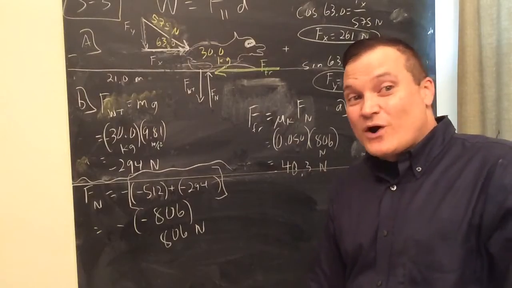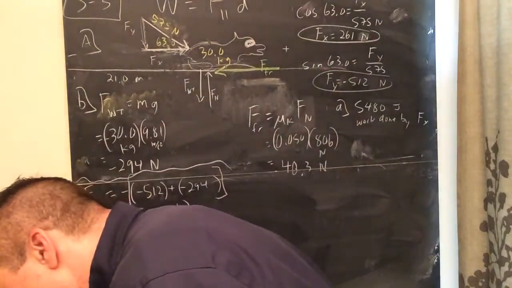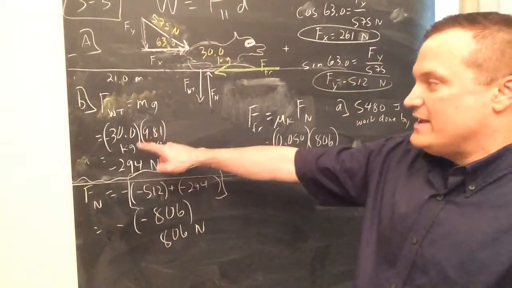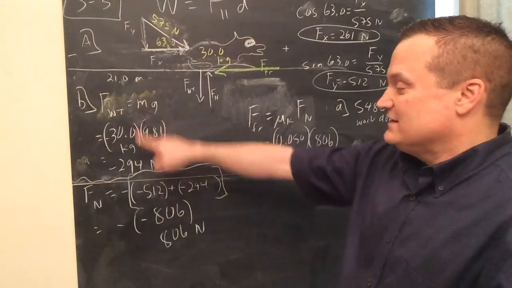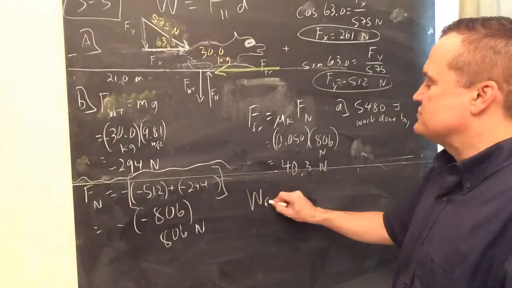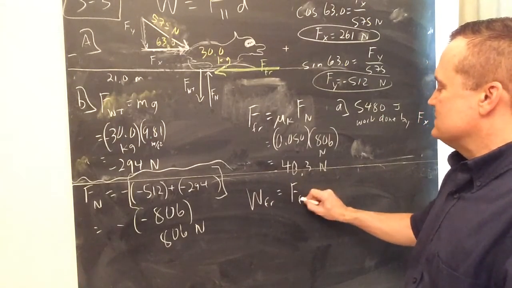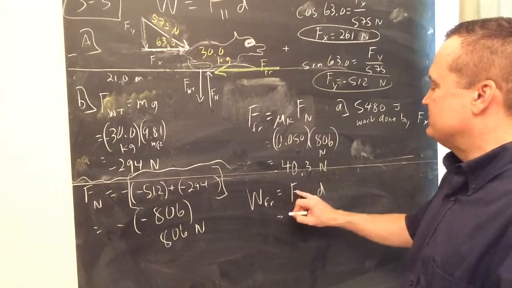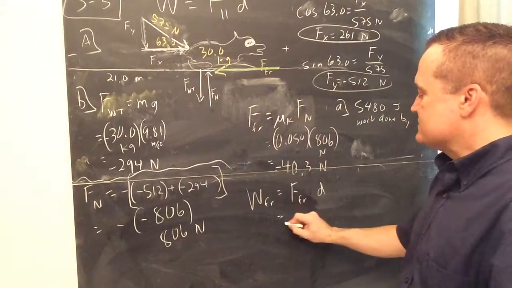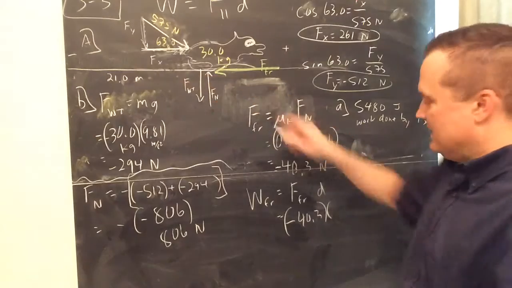Now, what is the work done? It says, the last question, what's the work by friction? I didn't answer question B all the way yet. B is a long one. Find the weight, find the normal force, find the friction force. Then the work done by friction is going to equal the friction force times the distance. Okay, so the friction force is 40.3. Now, actually, it'll be negative because it's going the other way. So negative 40.3 times the distance, 21 meters.